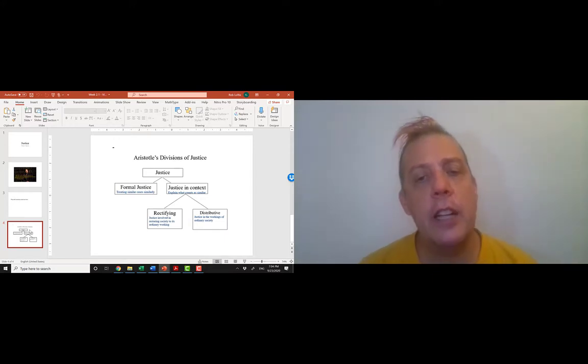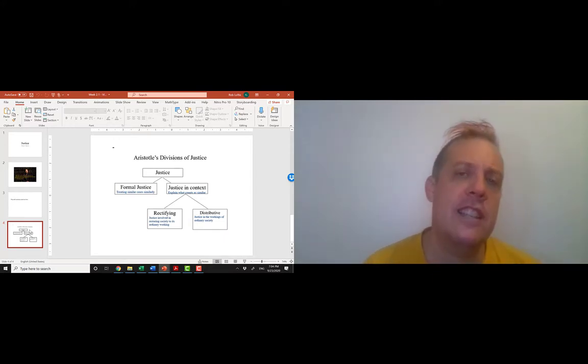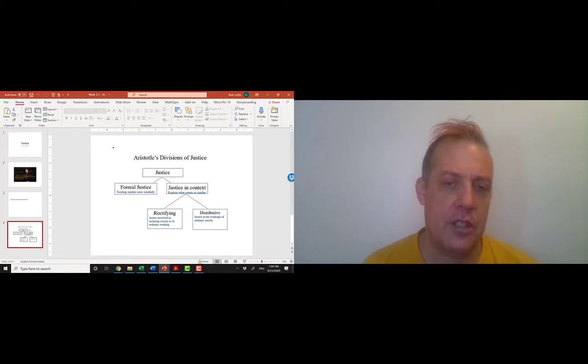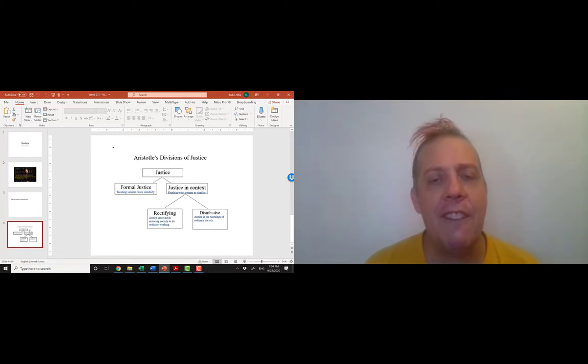So rectifying justice consists of things like criminal justice. It is justice involved in restoring order to society after something has gone wrong. So if your associations with justice are like the justice system and judges and courts and lawyers and cops, that's all about rectifying justice.